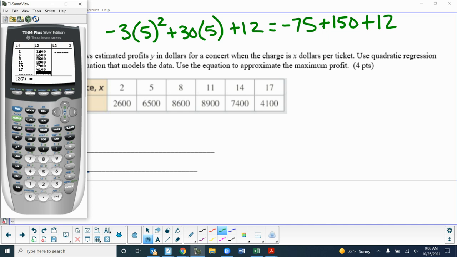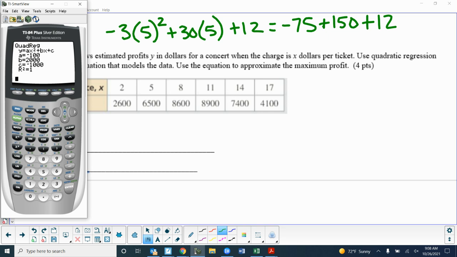All right. So check your work. Make sure you put in the right numbers. 2, 5, 8, 11, 14. I did that right. 2600, 6500, 8600, 8900, 7400, 4100. All right. So the only way you miss this is if you put those numbers in wrong. Okay. So just take your time in this part. All right. So now I go back to stat, move over to calc. Remember, these are quadratic regressions. So this is number 5.